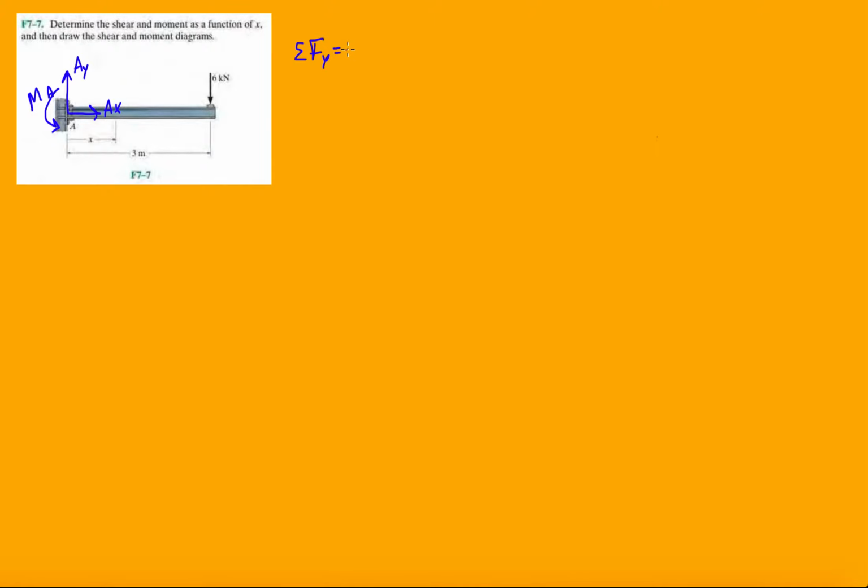So the sum of Fy equals 0. And there are shortcuts to this as well, but we're just going to do it the old-fashioned way, just until you get a good hang of it. So find your support or reaction forces. So Ay minus 6 equals 0. So Ay is 6 kilonewtons. We know if we sum the forces in the x, Ax will equal 0.